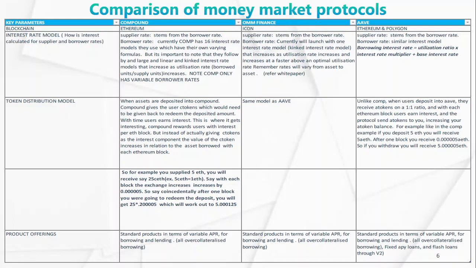In terms of product offerings, Compound is basically variable APRs. Home finance obviously is also a variable APR product. Aave, as I said, provides fixed APY loans and flash loans as well.